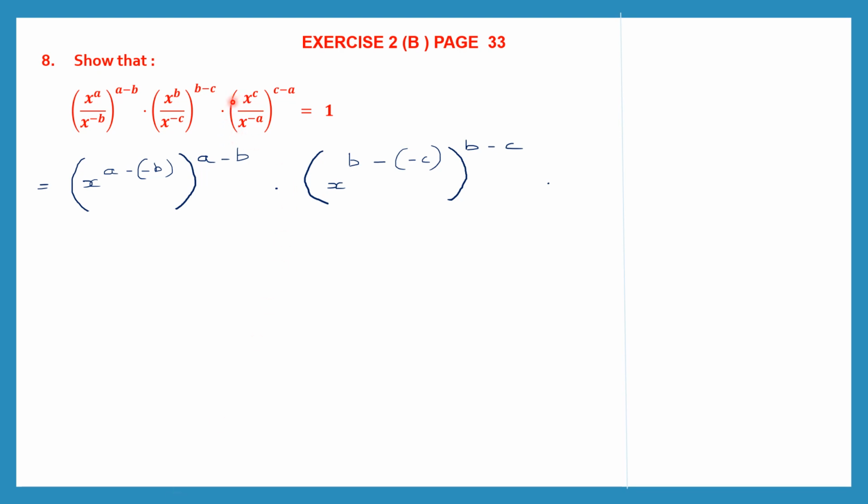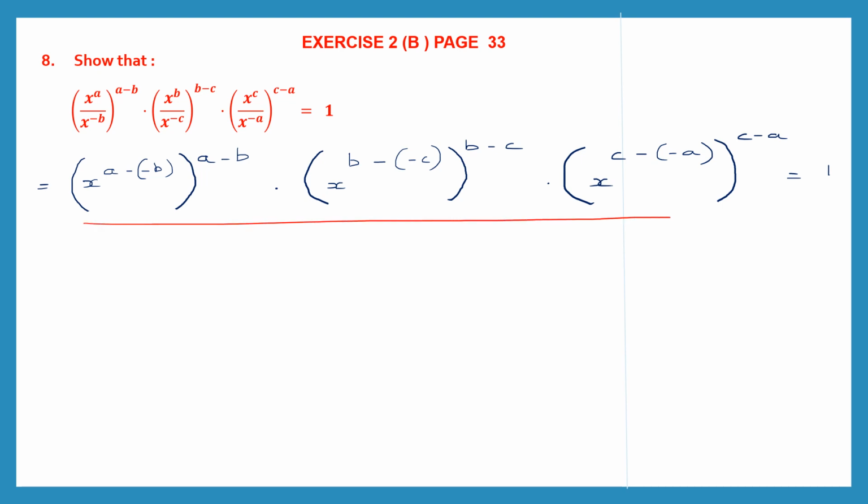Let's go to the next one. Here also, as you can see, the base is the same, so we can subtract the powers because it is division. So here we can say x into x raised to the power of c minus a, and this whole thing is raised to the power of c minus a, and this should be equal to 1. Now this whole thing that we can see here is the left hand side. We are only going to work on the left hand side, and see whether this is equal to 1.